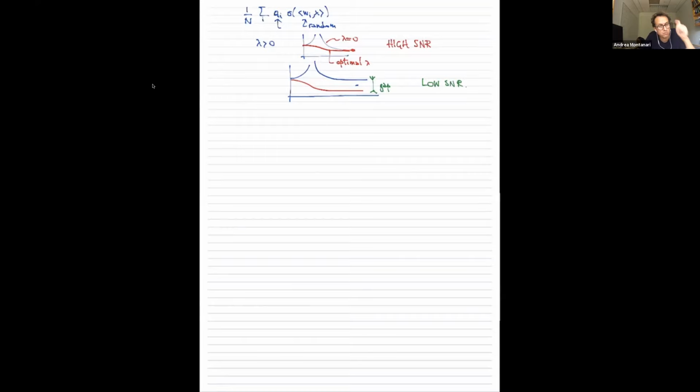And I think this is consistent with what we see empirically. Extremely overparameterized, interpolating models are good for image classification tasks, which are typically very high SNR tasks, but they don't seem as good in, I don't know, genomics, right? That are very low SNR problems, right?